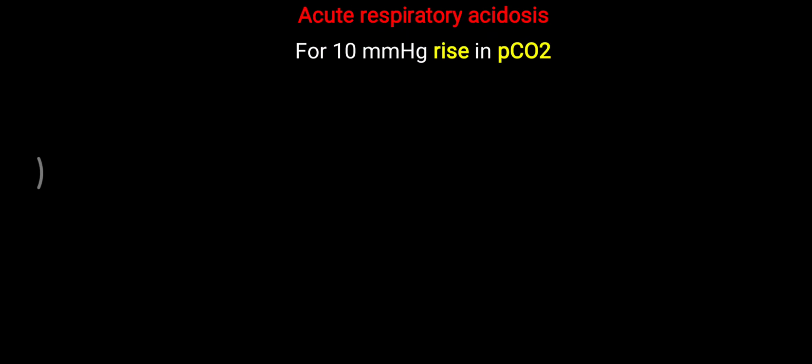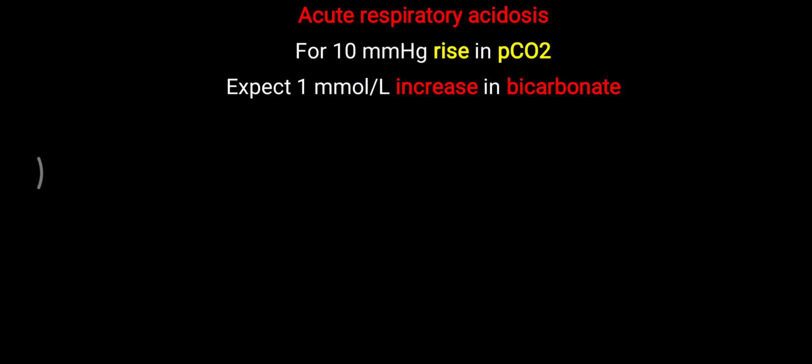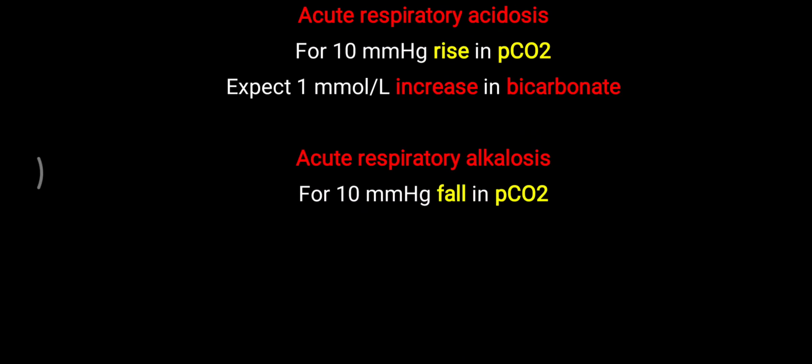Partial pressure of carbon dioxide is increased in the blood. So per 10 mm of Hg rise in partial pressure of carbon dioxide, 1 millimole per liter of bicarbonate level will be increased. So that is also a secondary change in bicarbonate, in the same direction as the primary. Same for acute respiratory alkalosis.